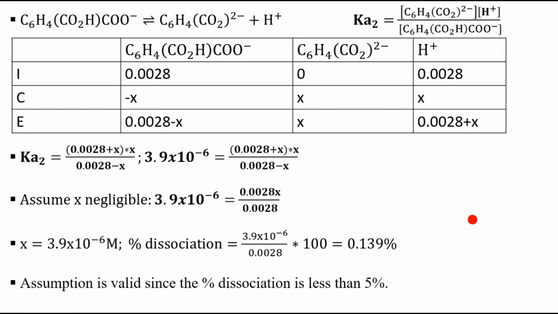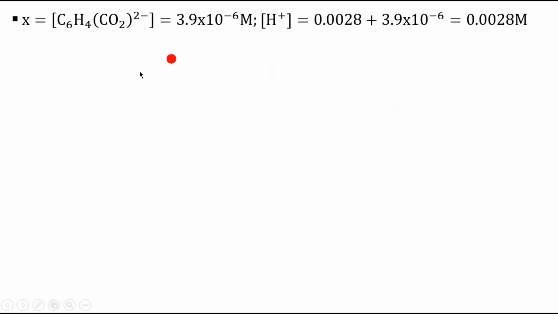Now we have X, which is the hydrogen dissociated from the second dissociation, as 3.9 times 10 power negative 6 molar. So that means the species that we will have after the second dissociation include this one, which is equal to 3.9 times 10 power negative 6, and we have also H plus, which will be equal to this one plus this one. You can see that the X, the hydrogen dissociated from the second dissociation, is negligible. If you add it to the first, then you don't get any change.